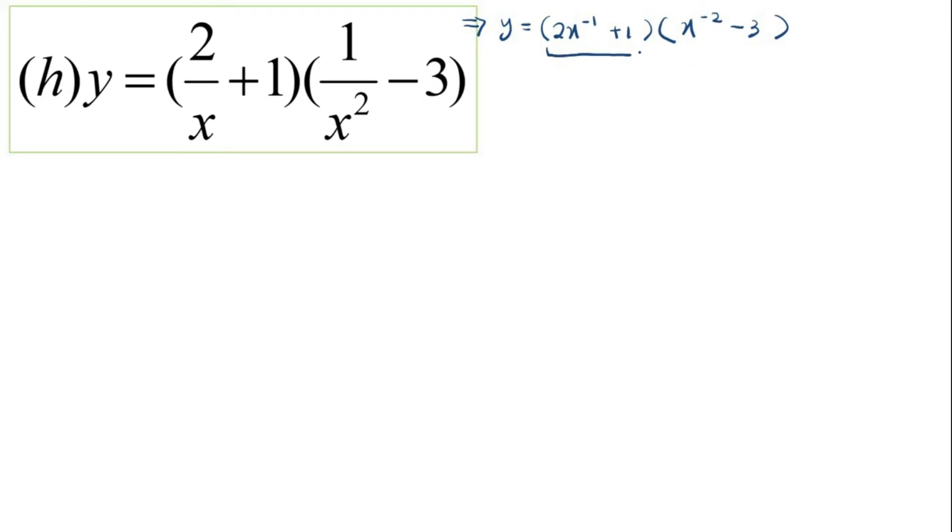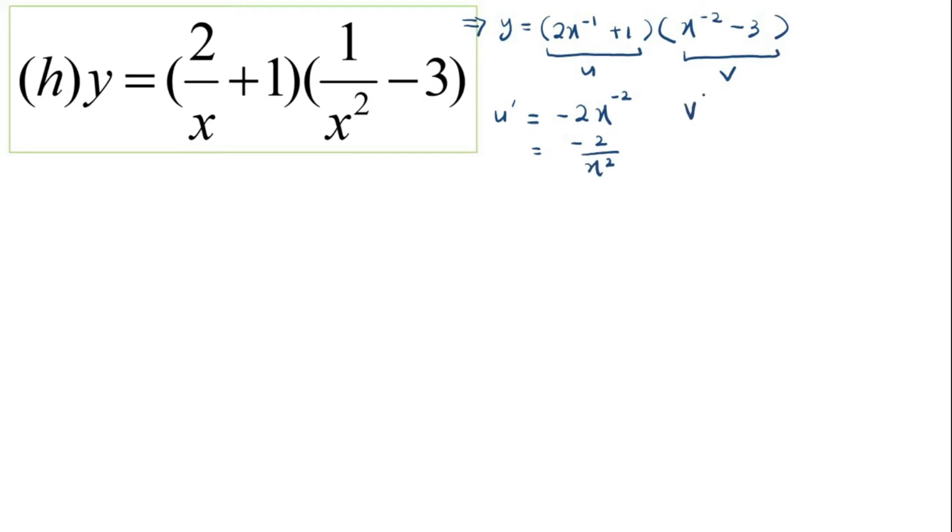So I let the first bracket be u and our second bracket be v. So u prime here would be negative 2 x to the power of negative 2. We can rewrite this as negative 2 over x squared.